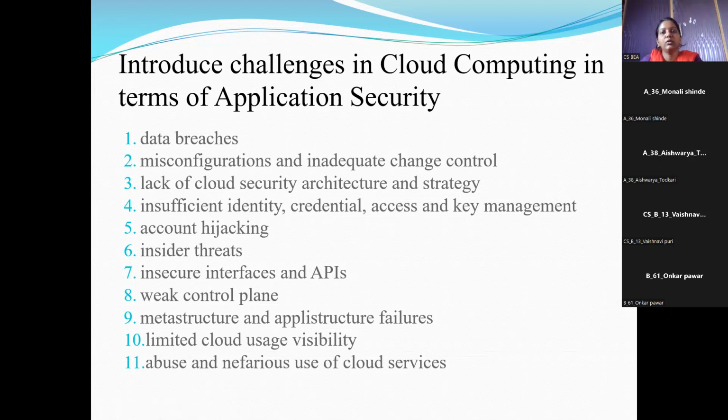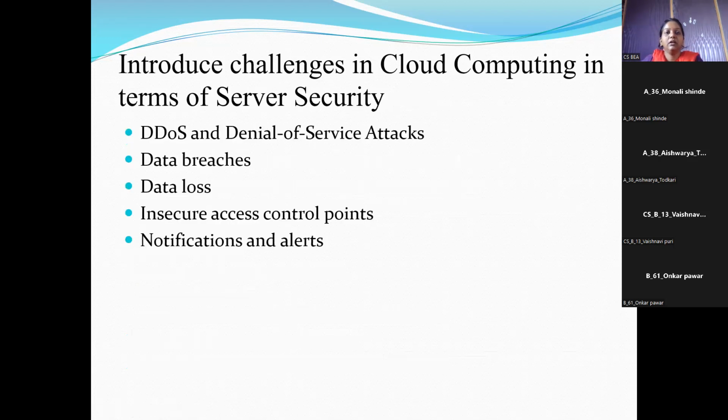So from the application point of view, whatever challenges are faced in cloud computing are listed over here. Today we are going to see the challenges in cloud computing in terms of server security. From the application point of view, users are interacting with the data from the cloud, and the challenges there we saw yesterday.